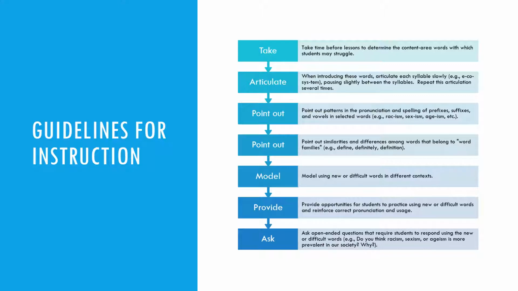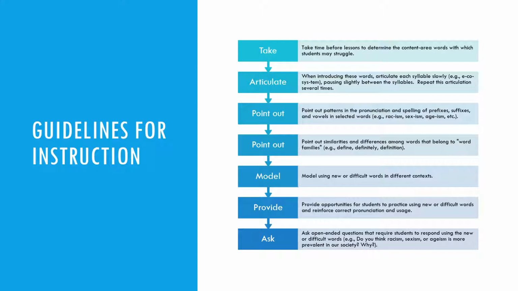When introducing these words, articulate each syllable slowly. So for example, ecosystem, pausing slightly between the syllables, and then repeat this articulation several times and also have the students repeat it with you until they learn it. Next, point out patterns in the pronunciation and spelling of prefixes, suffixes, and vowels in certain words. So, for example, racism, sexism, ageism, and so forth.